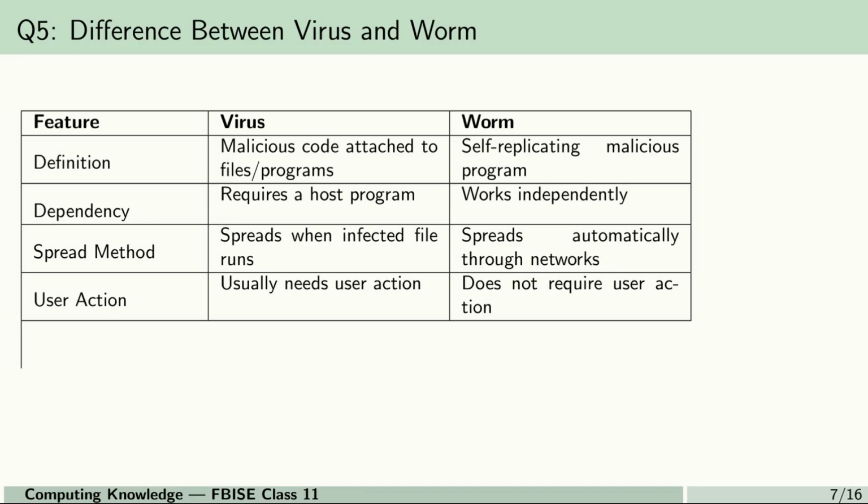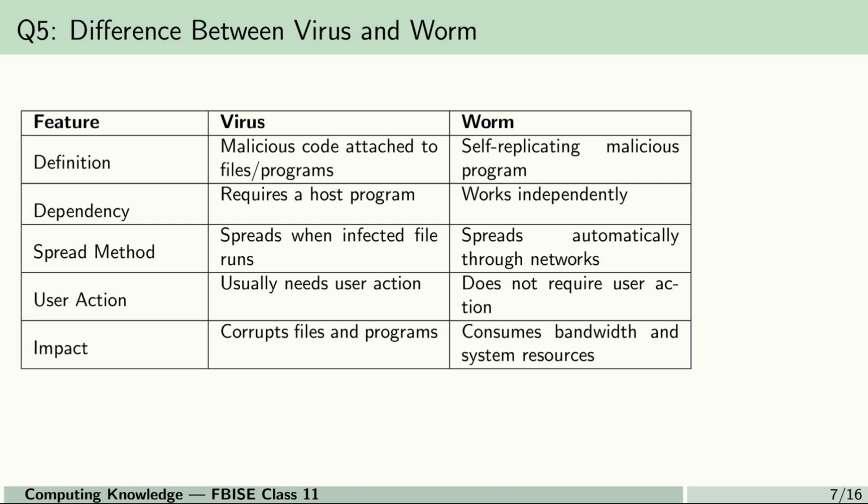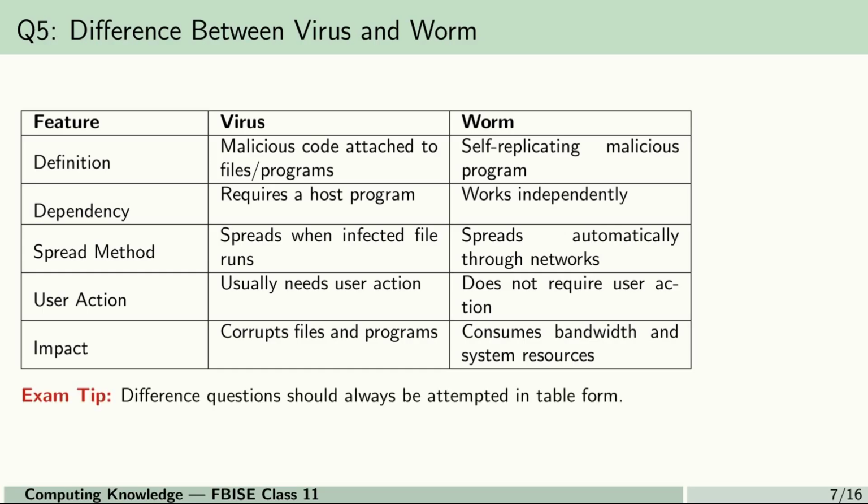User action: a virus usually needs user action. A worm does not require user action. Impact: a virus corrupts files and programs. A worm consumes bandwidth and system resources. Exam tip: difference questions should always be attempted in the form of a table.